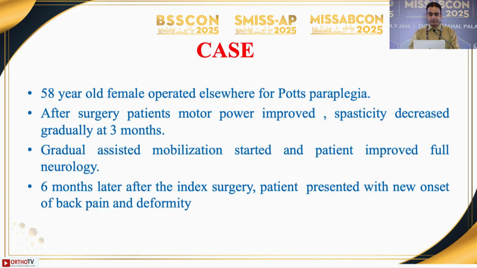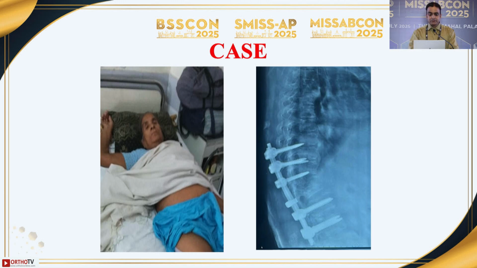encounter certain problems. Like this patient, a 58-year-old female who was operated elsewhere for Pott's paraplegia. After surgery, the patient's motor power recovered, spasticity decreased, and gradually at 3 months, assisted mobilization was started and the patient improved fully neurologically. Six months after the index surgery, she developed new onset back pain and deformity. Here the X-ray shows this patient developed PJK and loosening of the implant, just because the fusion was not done adequately, though maybe other factors contributed as well.